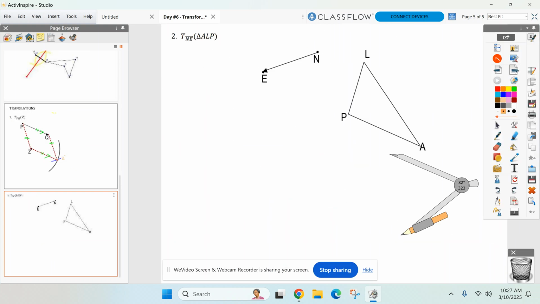Same thing I did for reflections. I will move 1 point with you. You move the other 2 points. Let's see. Let's move L together, and then you guys can work on P to A. First step, measure your vector, please. Measure the vector. You're going to move it. Measure your vector. And again, I'm translating L. So I put my compass point on L.